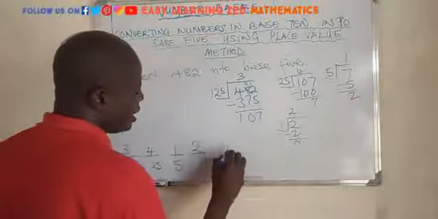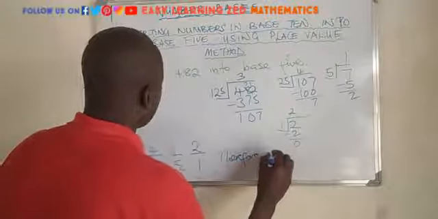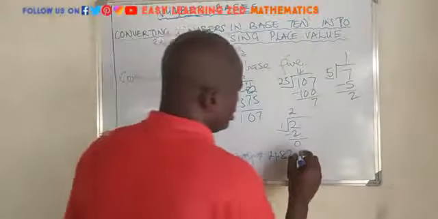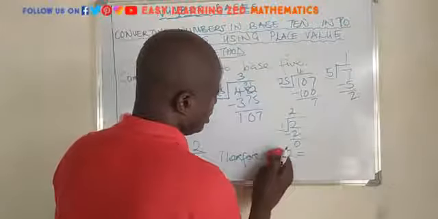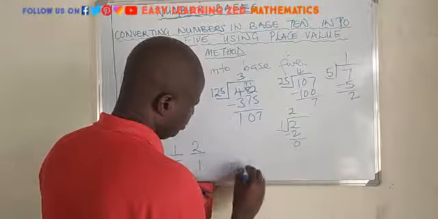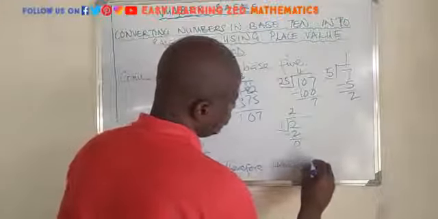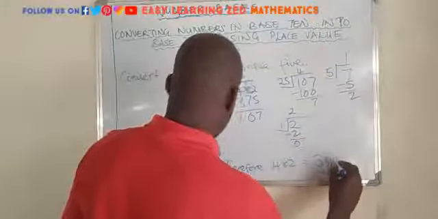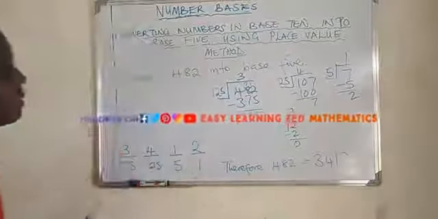So therefore, we can say 482 is equal to 3, 4, 1, 2 in base 5. Okay, so that is the value of 482 in base 5.